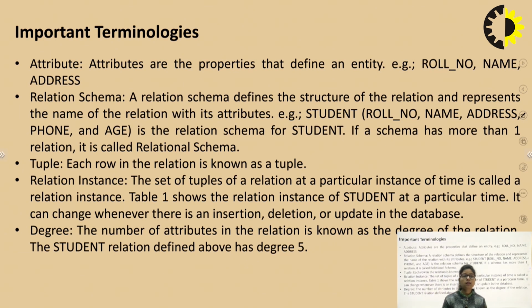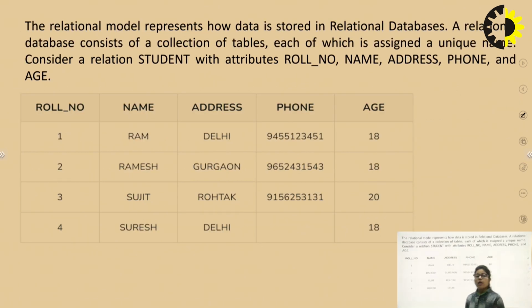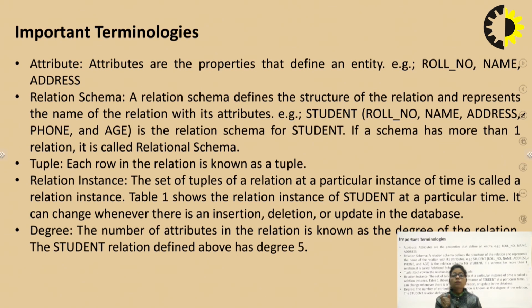Now the next important terminology of relational data model is relational schema. A relational schema defines the structure of the relation and represents the name of the relation with its attributes. For example, we have a table student. Now in this table, we have different attributes that are represented in the form of columns, like roll number, name, address, phone, age. These are the attributes. And we write relation schema in this format, like student, the name of the table, and all the attributes separated by comma. This is called relational schema.